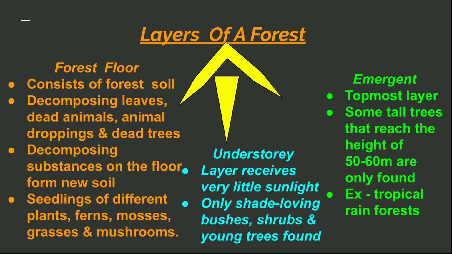Next we come to the understory, the second layer. That is the layer which receives very little sunlight. Only shade-loving bushes, shrubs or young trees are found here. Next, the topmost layer is the emergent layer, which has tall trees that reach a height of about 50 to 60 meters. These are found only in certain forests, for example the tropical rainforest. So this is about the layers of the forest.